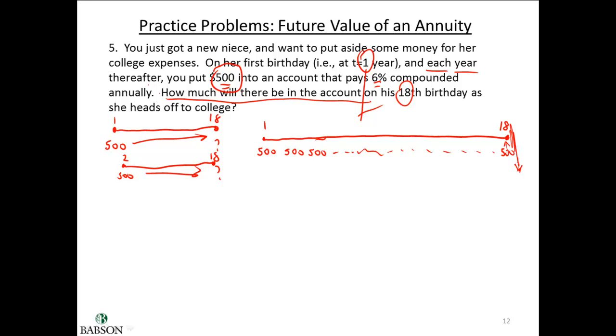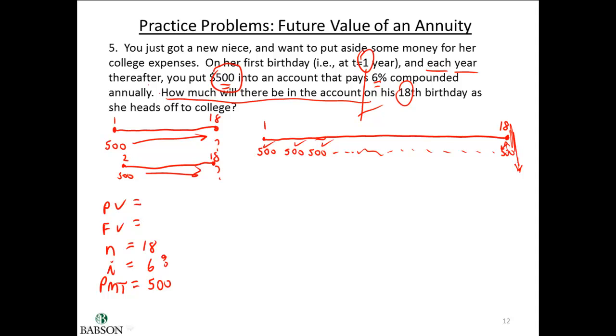So if you think about this, let's continue. Let's put our buttons down: PV, FV, N, I, and payment. This time we actually have an annuity, $500 that occurs 18 times. Year 1, year 2, year 3, and so on, including year 18. So N is going to be 18. I we have at 6%.